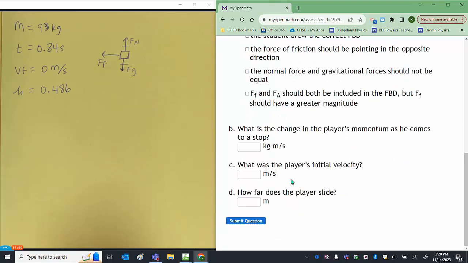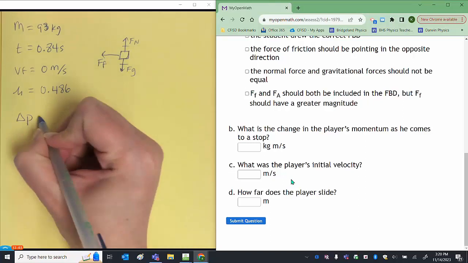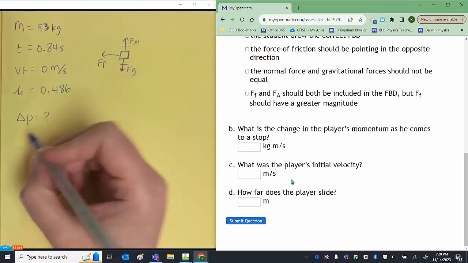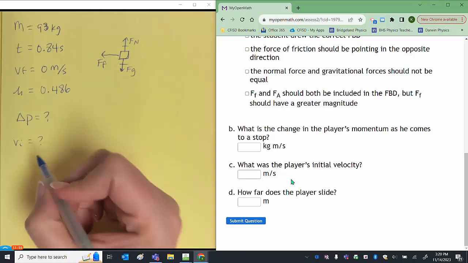The first of which says, what is the player's change in momentum? So we're looking for delta P. The second one, what is his initial velocity? That's VI. And the third one, how far? Delta X.